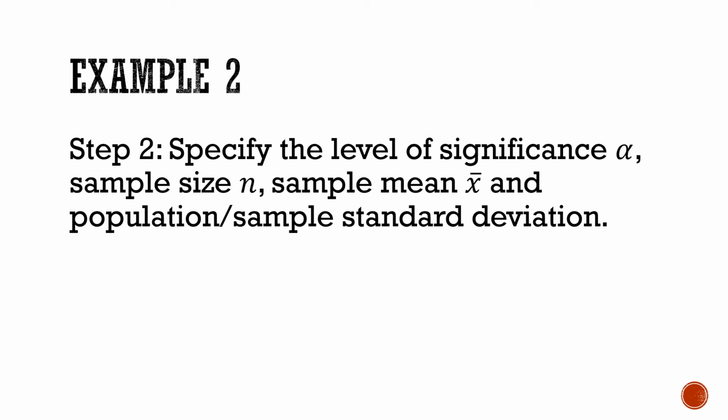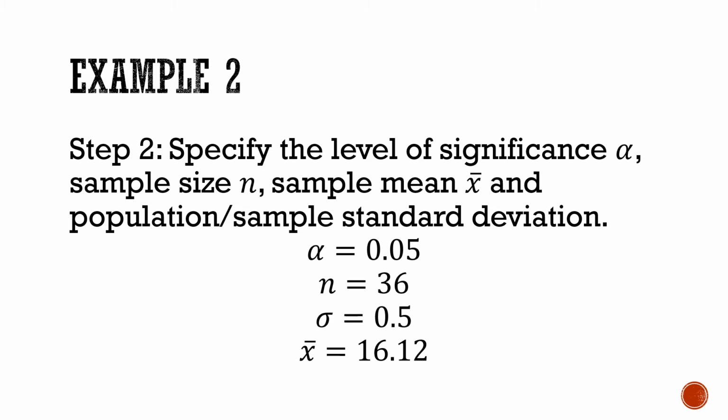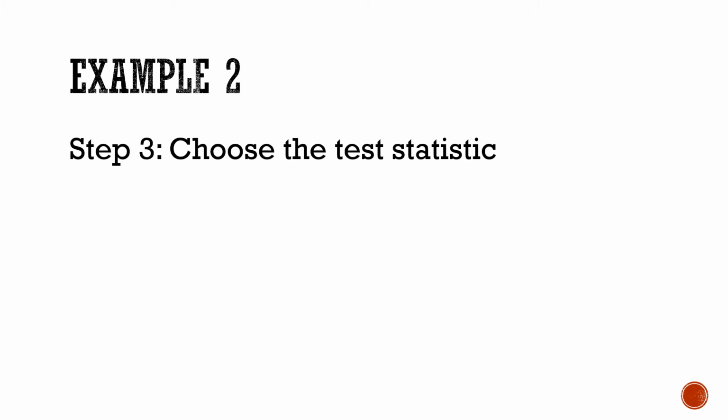Now, we are to specify the level of significance alpha, sample size n, sample mean, and population or sample standard deviation. We know that alpha is 0.05, the sample size is 36, the sample mean is 16.12, and the population standard deviation is 0.5. And we are to choose our test statistic. We are going to use the z-test for known variance, because the variance is given.